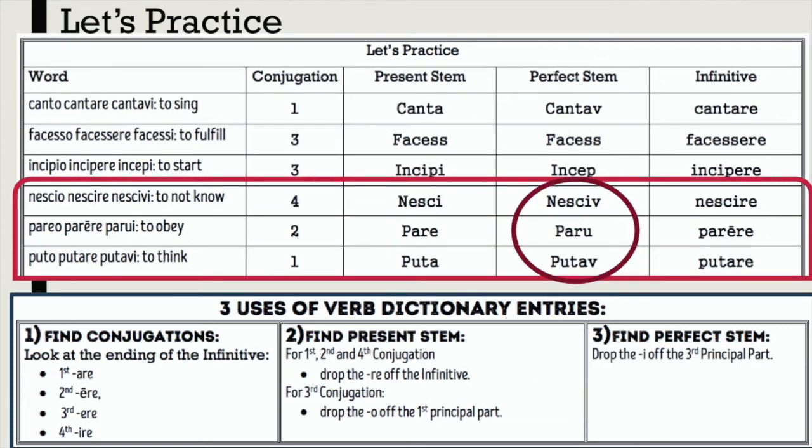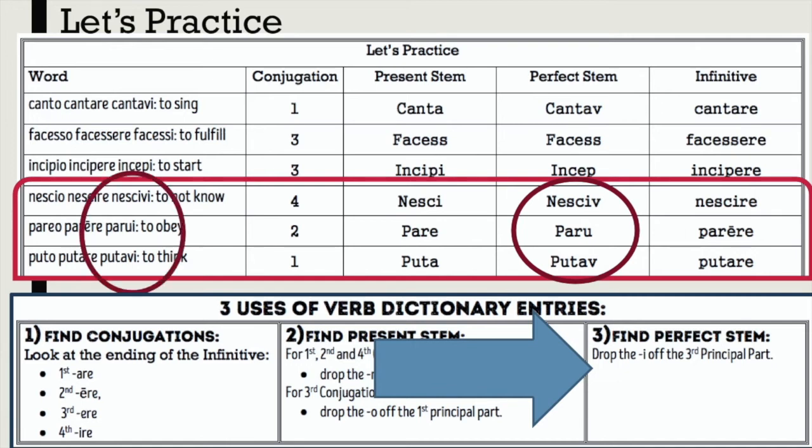Okay, the last thing we're doing is finding the perfect stem. We're going to drop the I off the third principal part. So we just drop the I off all three of those forms, and we get nesciv, paru, and putav.